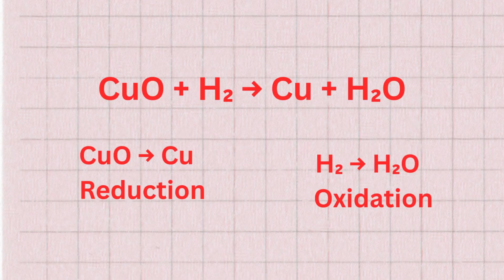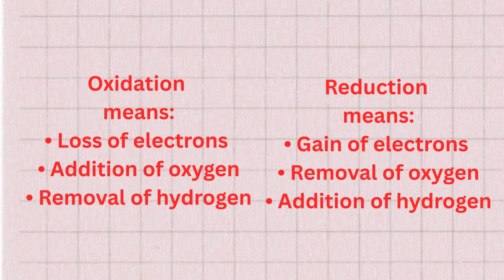So clearly, something changed. Copper lost oxygen. Hydrogen gains oxygen. Now, based on this, we define two important terms. Oxidation. Oxidation means addition of oxygen or loss of electrons. Reduction. Reduction means removal of oxygen or gain of electrons.